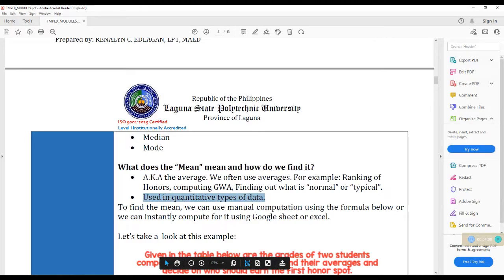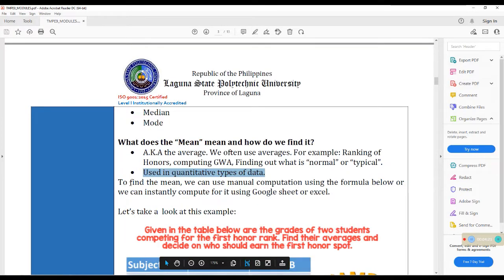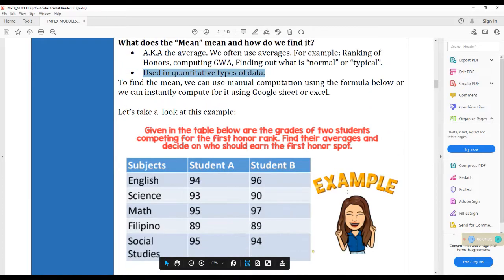It is used in quantitative types of data. So you have to take note of this. This is used in quantitative types of data. Pag qualitative, imposible mo na yan magamitan ng average or makuhanan ng average. Okay? So to find the mean, we can use manual computation using the formula below, or we can instantly compute for it using Google Sheet or Excel.